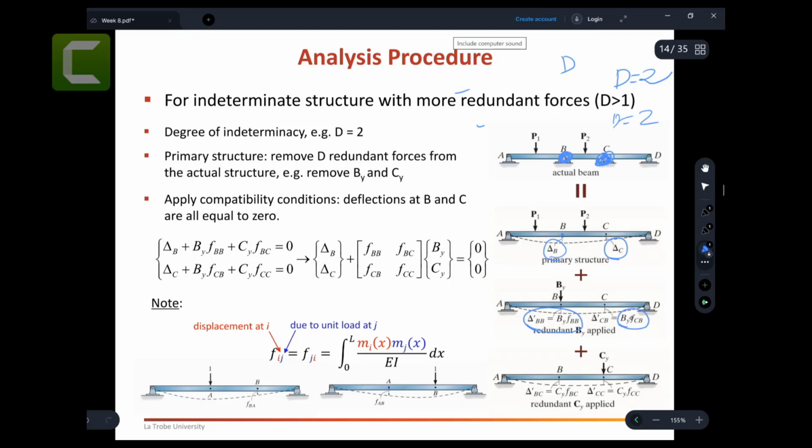Look at this flexibility coefficient, deflection at C due to the load at B. You can see that. Then the second time you can do this Cy, and you again find the displacements, that Cy times displacement at B due to the load at C, displacement at C due to load at C. Right, so this is the superposition method, by the way. So if I superpose everything, this would be like this.